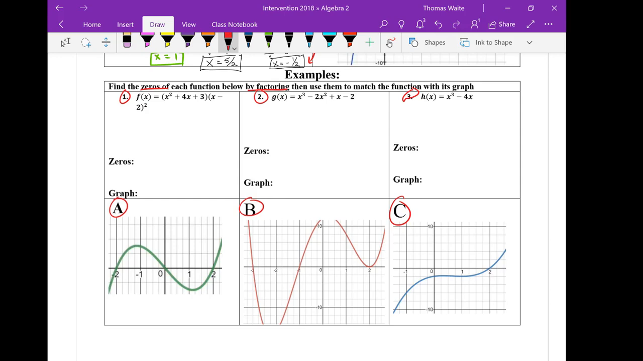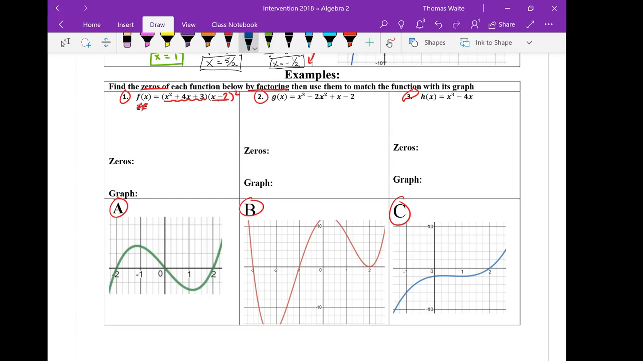Well, let's look at this first one. In this first one, I see we have a quadratic, and then we have just another linear term. It kind of got cut off here. I'm just going to rewrite it so we can see it better. And then just a linear term that's happening twice.